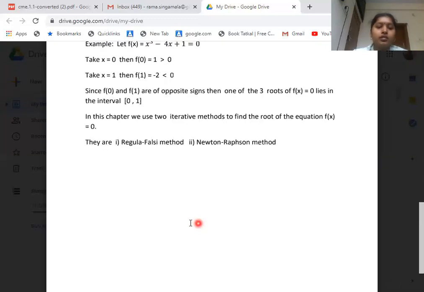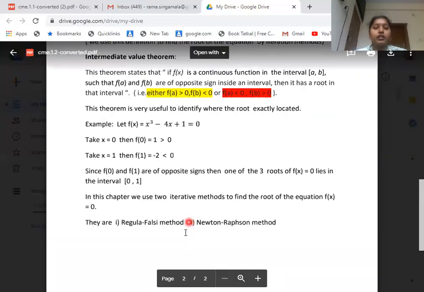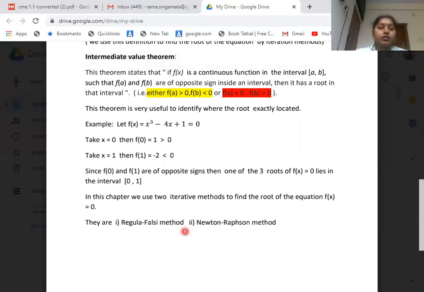In this chapter, we use two iterative methods to find the root of the equation f(x) = 0. They are regula falsi method and Newton-Raphson method. Let us discuss the first method in next lecture.